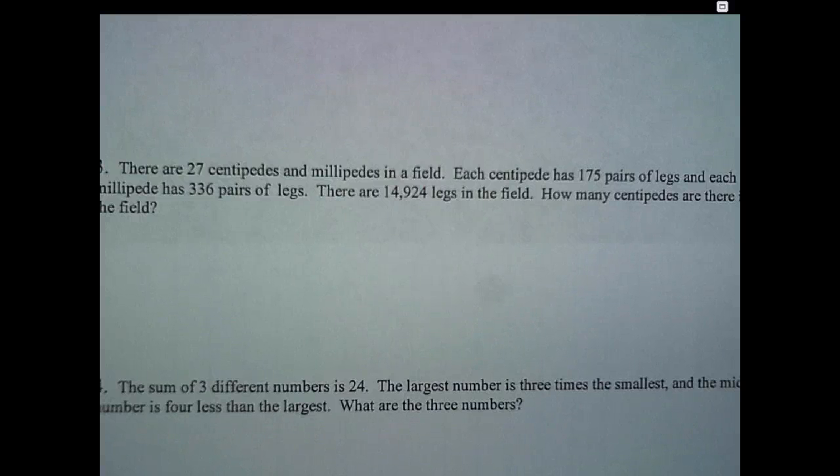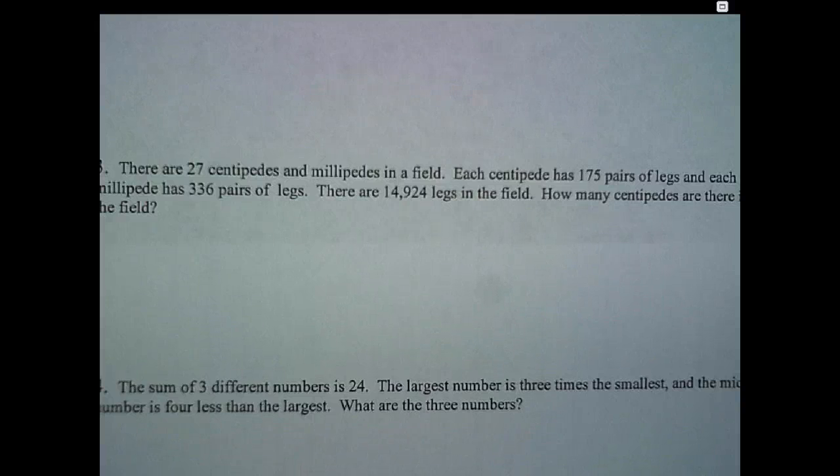Okay, guys, I'm asking how many centipedes. Well, obviously there are centipedes and millipedes in the field, right? So I want to know how many of each are in the field. How many variables is that? 2. So how many sets of data do I need then? I need 2 lines, 2 pieces of information. Let's look at the first thing. I know that there are 27 centipedes and millipedes in the field. So altogether there's 27. How could I represent that?